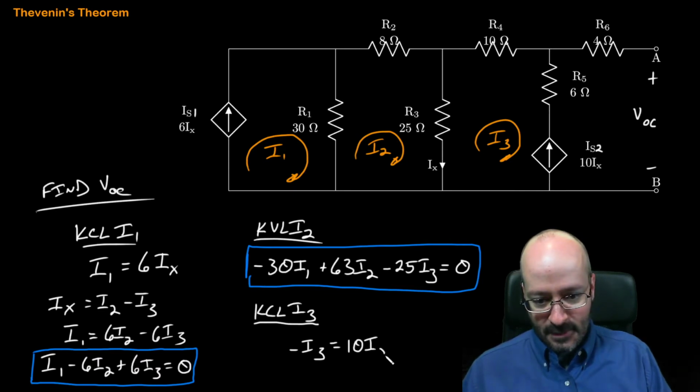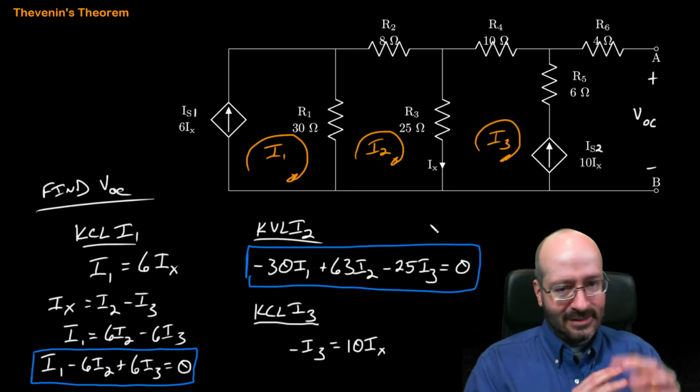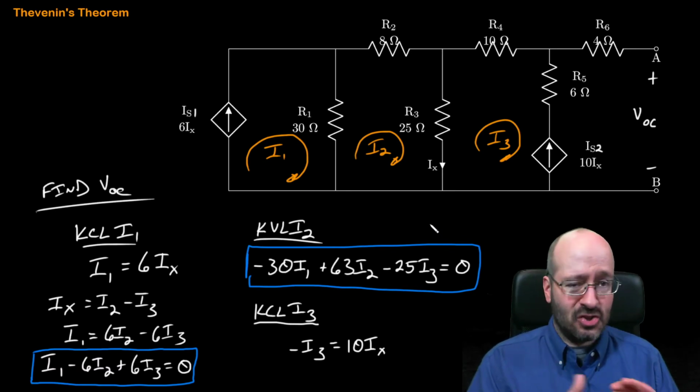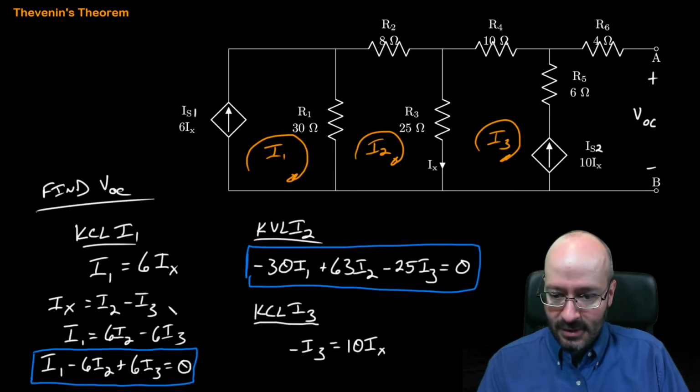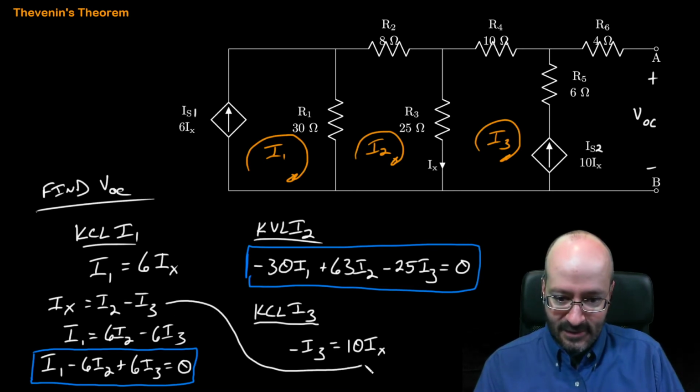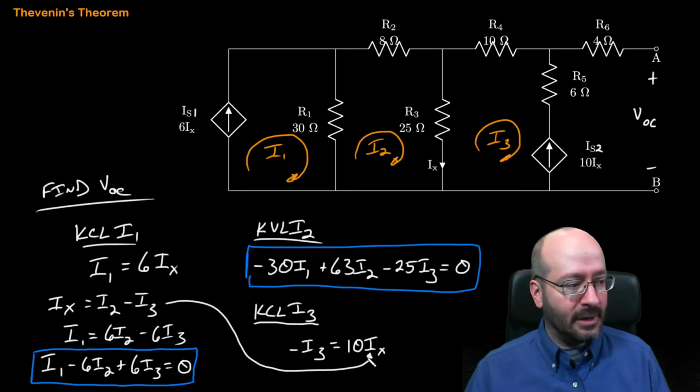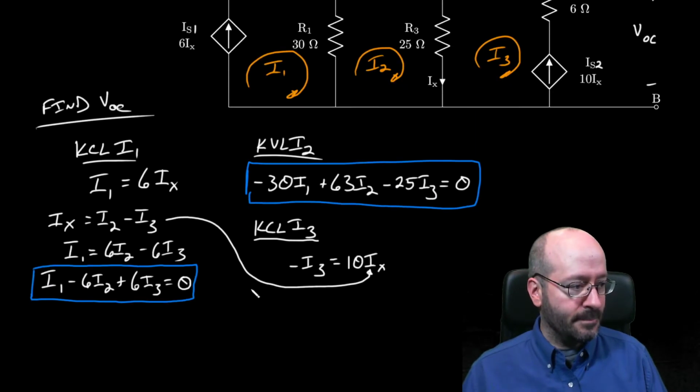So negative I3 is equal to 10IX. I've been preaching about not reusing analysis, but this is the same analysis. It's the same system of equations. I haven't changed the circuit in any way, so IX is actually the same. I'm going to take this IX and plug it in right there. Let me scroll down and get some more room.